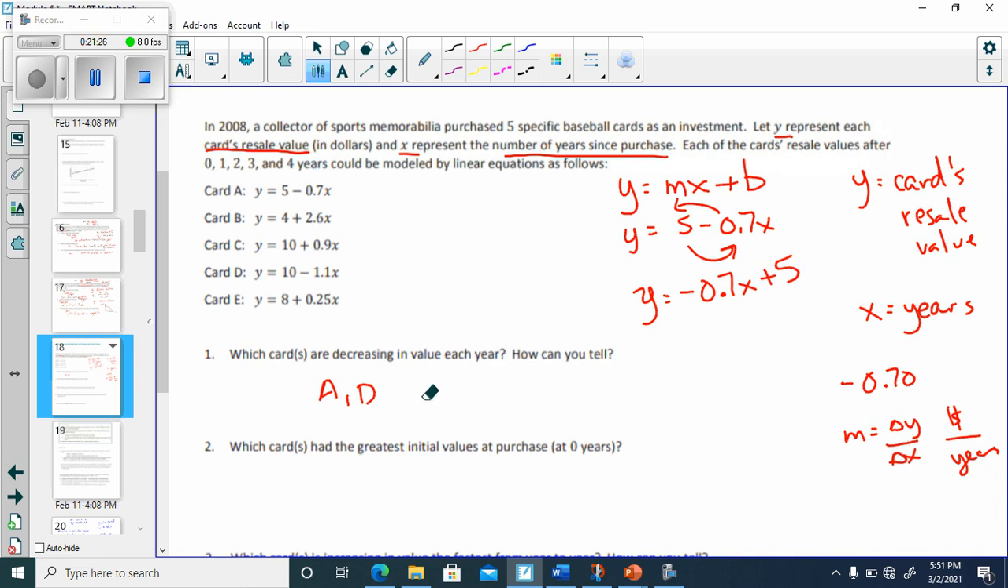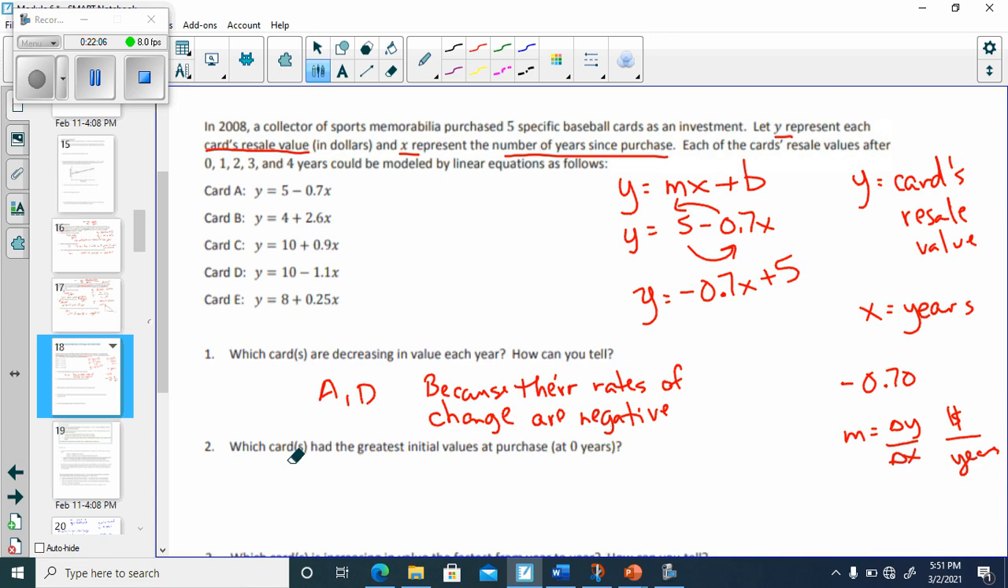Why are A and D decreasing? How do we know that? Because their rates of change are negative. If you talk through what it means, it started at a value of $5. It's going down 70 cents each year, right? So its value would be worth $5 minus 70 cents each year times the number of years since you bought it.